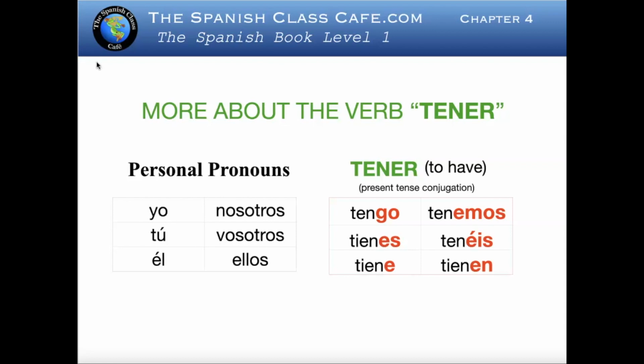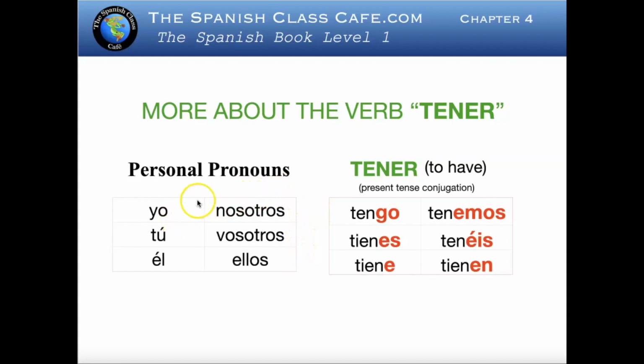Today we're going to learn more about the verb tener. We're going to remember the personal pronouns yo, tú, él, nosotros, vosotros, ellos. Remember, in the third person I put él, but it goes él, ella, usted. And in the plural side, ellos, ellas, ustedes. Now, my charts match the position on the side.